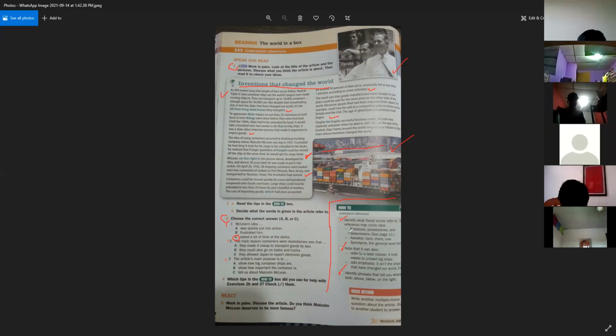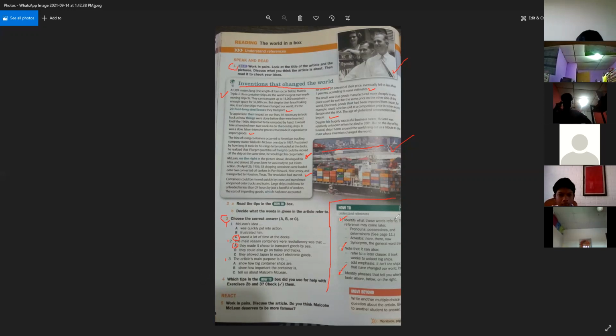B, la B. The letter B. Okay, the main reason is the letter A. They made it cheap to transport goods by sea. ¿Cuál era la idea principal? Era en cuanto al costo. Era más barato, o lo hacía más barato transportar bienes a través del mar.